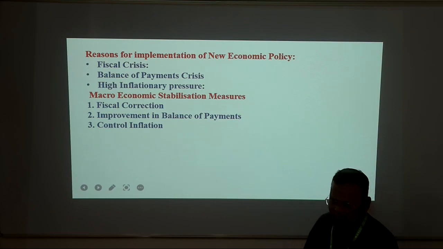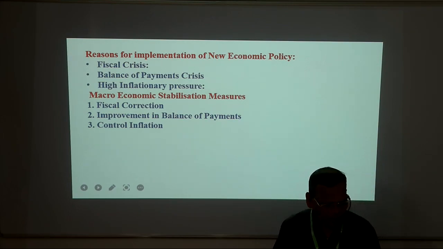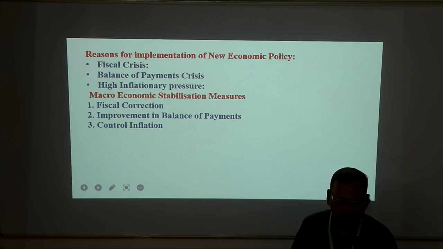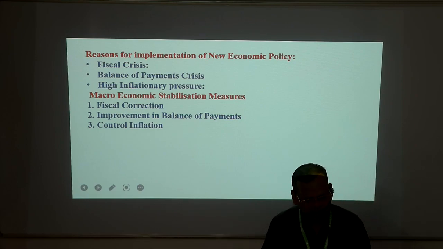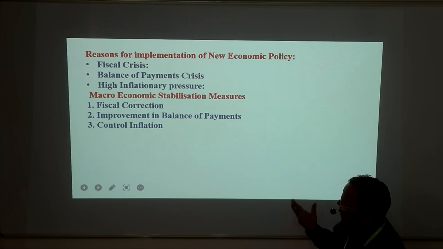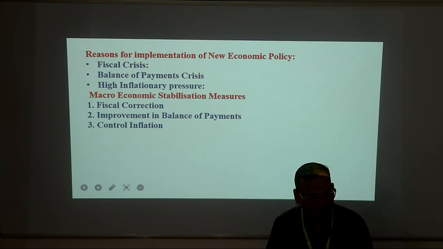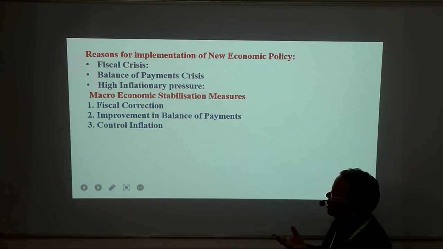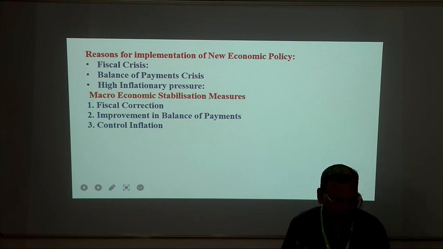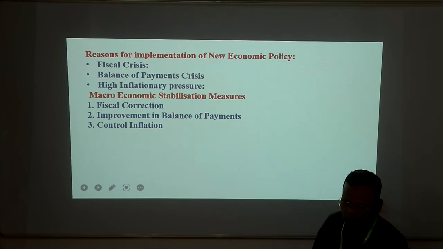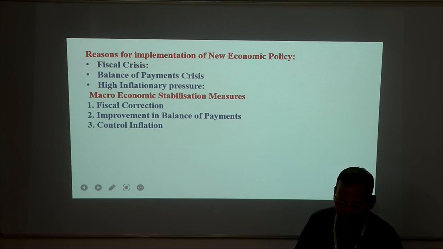Then, improvement in the balance of payment. The government of India undertook various monetary and non-monetary measures to correct the balance of payment disequilibrium. India's balance of payment is always in deficit, or in disequilibrium, because the import of goods and services is higher than the revenue from the export of goods and services.